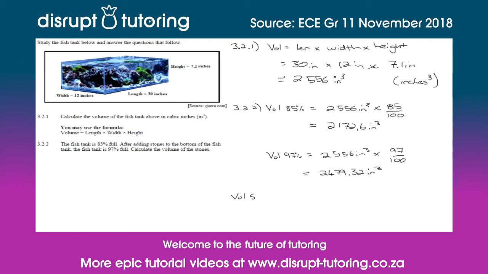Okay, and now we need to find out the volume of the stones. So the volume of your stones, as I said, is going to equal the volume at 97% minus the volume at 85%. So this is going to equal 2,479.32 minus your 2,172.6, and put in your calculators, it's the bigger one minus the smaller one. This comes to 306.72 inches cubed. That is the volume of the stones, and concludes this question.